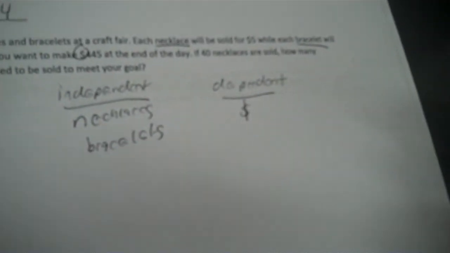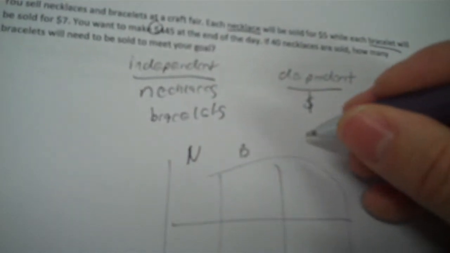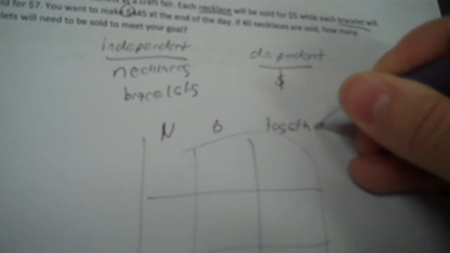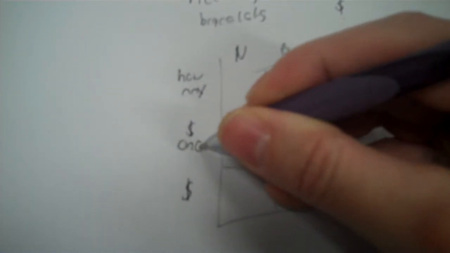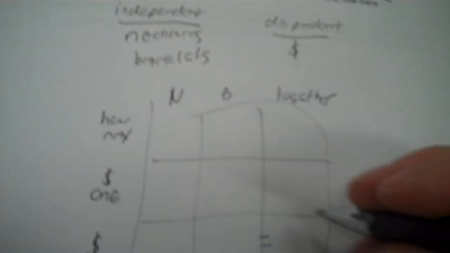And then the dependent unit is money, okay? So you make a table. And up top you put the two things you're buying, necklaces, bracelets, and then together. Then in the rows you put how many, and then you put your dependent unit. This is the cost for one of them. This is the total cost. Okay, so the total cost at the end here is $445.